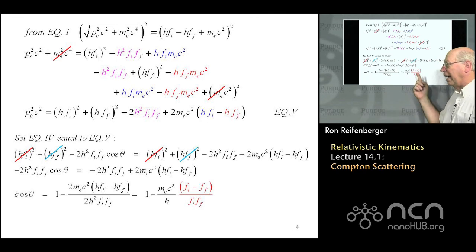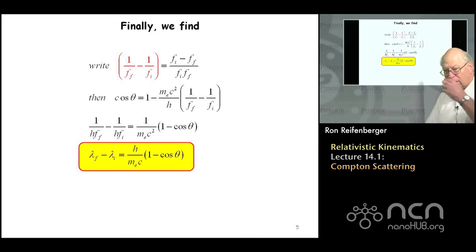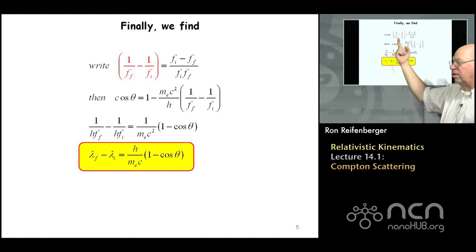You then have to realize this combination of frequencies can be rewritten in a somewhat simpler form. We write this difference in frequencies divided by the product of frequencies as the difference between the reciprocal frequencies. We then have an expression for cosine theta. And we really measure wavelengths experimentally, so we just convert photon frequencies into wavelengths, and out comes Compton's famous formula, right?